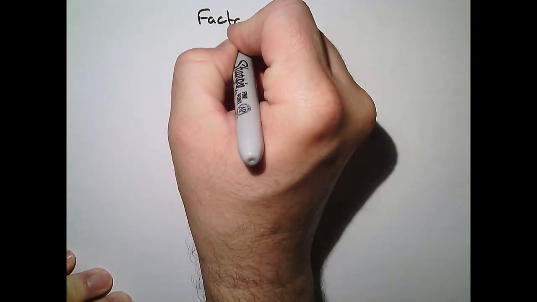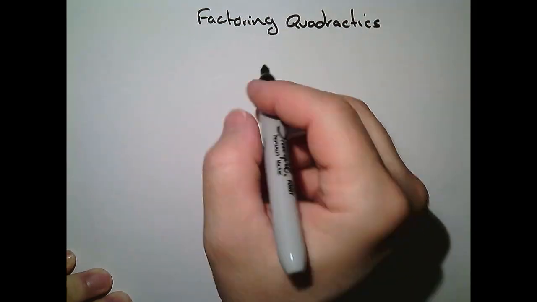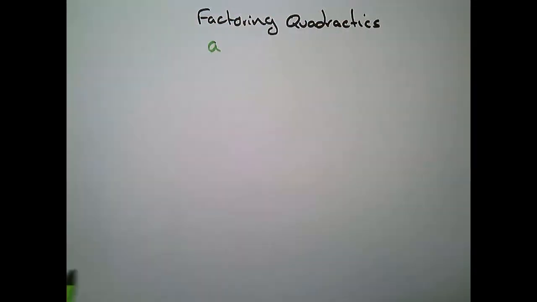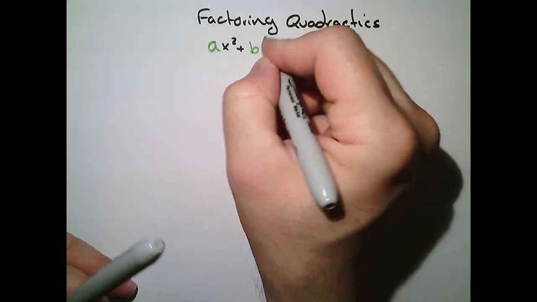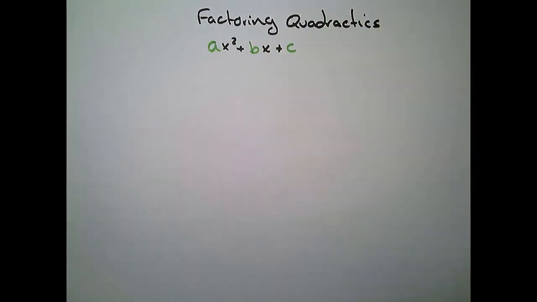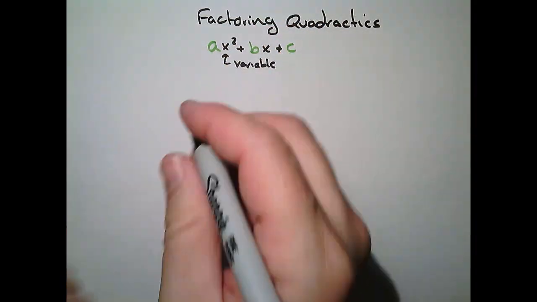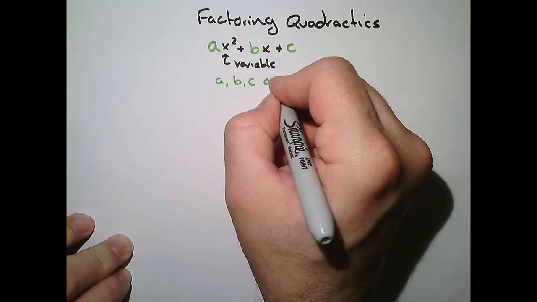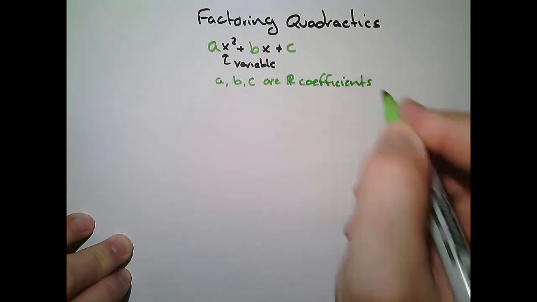Okay, let's take a look at factoring quadratics, a quick review. A quadratic is a second degree polynomial in the form ax squared plus bx plus c, where the x's are variables and our a, b, and c are real number coefficients. So that's the standard form.